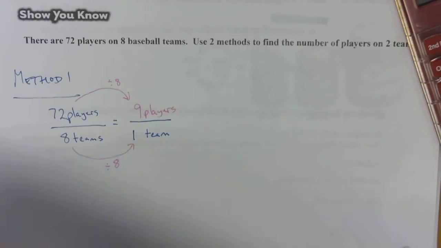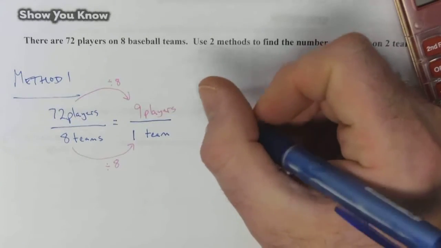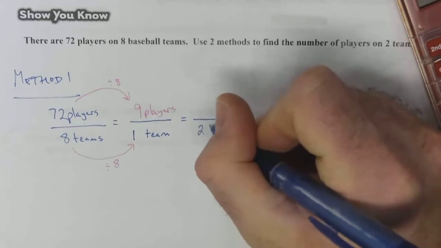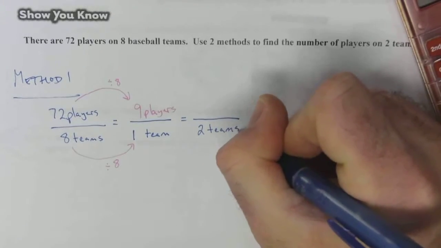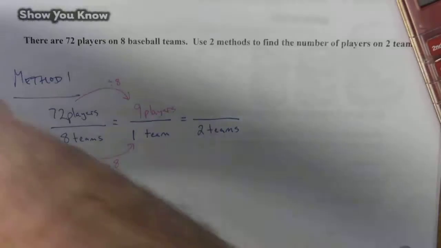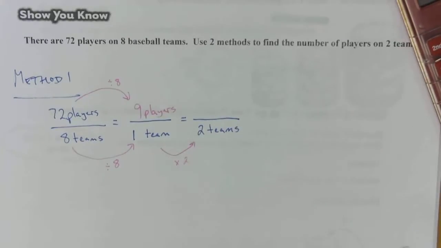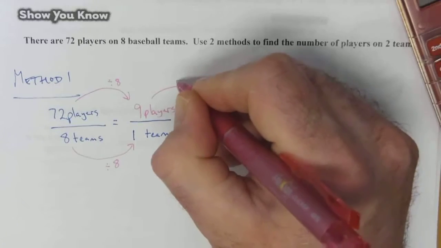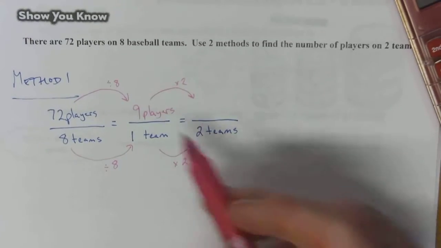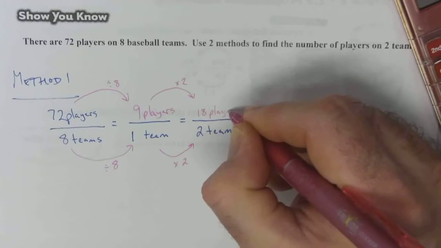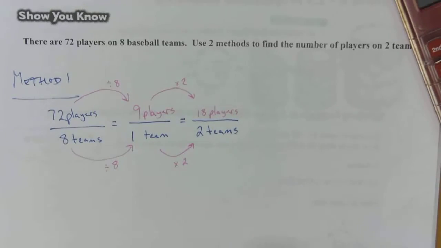If I want to figure out how many players are on 2 teams, maybe I'll just set it up this way. Ultimately this was what we were trying to figure out. So for 2 teams, here we're going to multiply by 2. So here, we're going to multiply by 2. So 9 times 2 gives you 18 players. So there are 18 players on 2 teams. So that's method 1.